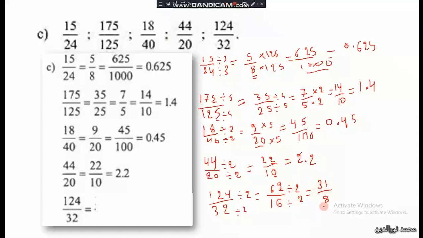So this fraction here is non-reducible, so we have to turn it into a decimal fraction, so we multiply by 125 to get 1000. So here we have over 1000, and then 31 times 125 is 3875, and as a decimal number, 3 zeros, 3 decimal digits, so it's 3.875.